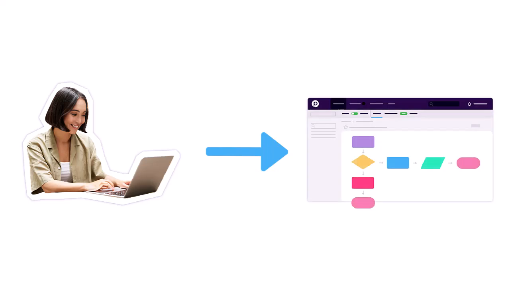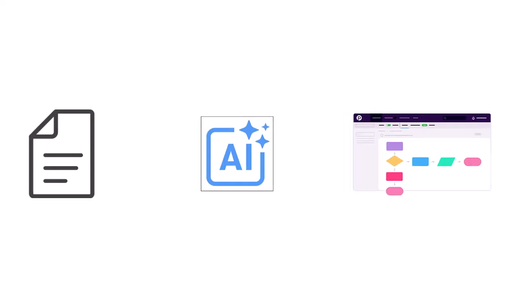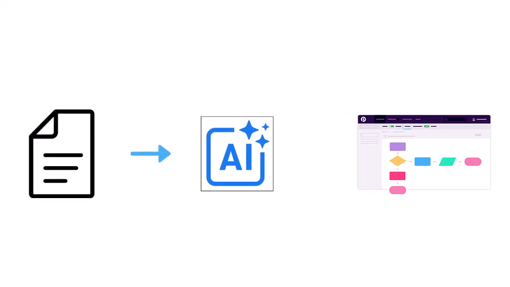The AI Process Designer is a tool to help a mapper get started much more quickly when mapping a new process from scratch. It uses artificial intelligence to convert text that you input into a flow format. Here's what it looks like.